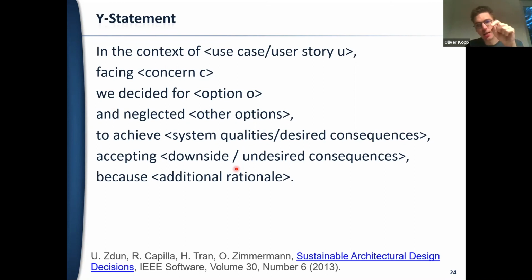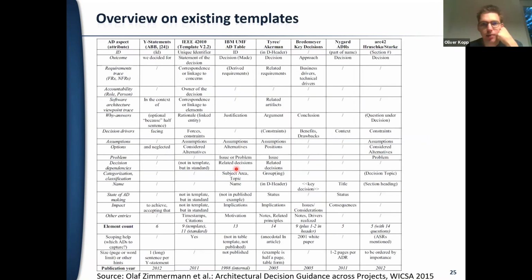In their work, they also compared it with other things, and their template is here. They asked which parts an ADR has: some ID, outcome, maybe requirements, some accountability, software viewpoint trace, and why answers, like why the whole thing happens, decision drivers, like you know from the pattern community: what forces do I have, which assumptions do I have, then the options, then the concrete problem, decision dependencies. These are the why statements from him, picking out the best things, coming out of 6 elements.